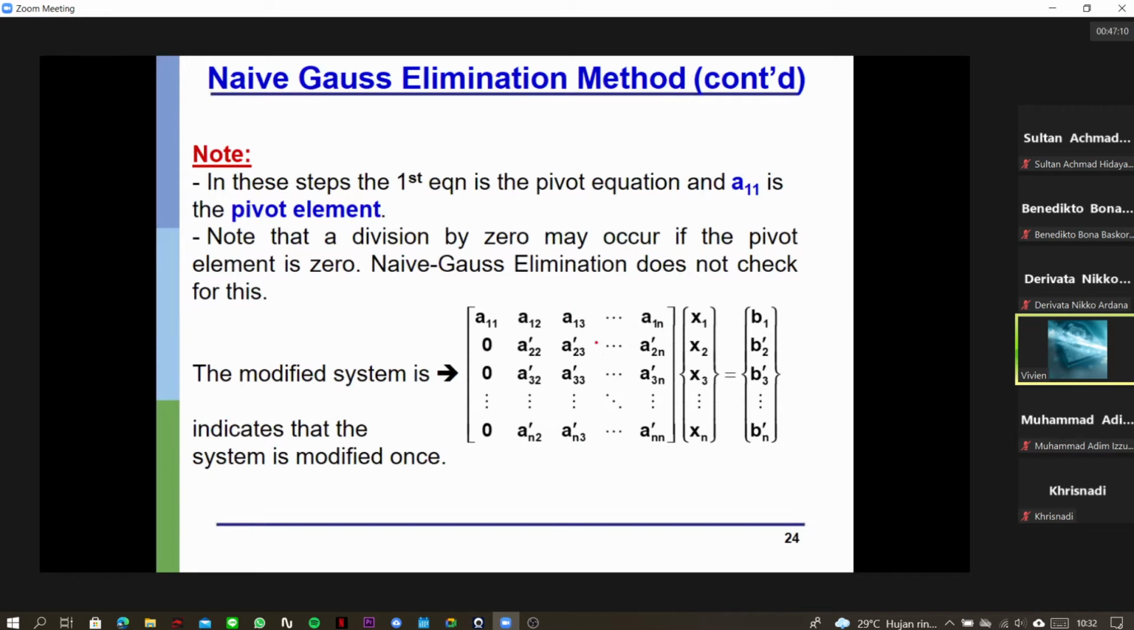So this is what we have. By subtracting the first row multiplied by a constant from the second and the third, we have 0 for the first column. Because we use this first row to subtract those elements, the first element here is called the pivot element.